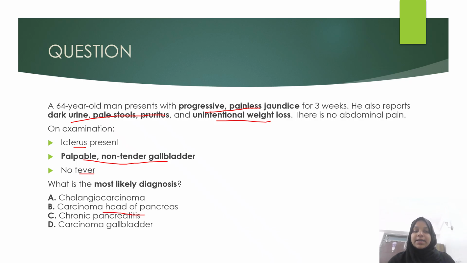Carcinoma head of pancreas, chronic pancreatitis, carcinoma gallbladder. Chronic pancreatitis can be a chronic event with acute exacerbations, maybe with acute pancreatitis, but this doesn't seem like the history. Carcinoma gallbladder means gallbladder cancer. But here it's with obstructive jaundice, with a palpable non-tender gallbladder, it is most likely to be a carcinoma head of pancreas.